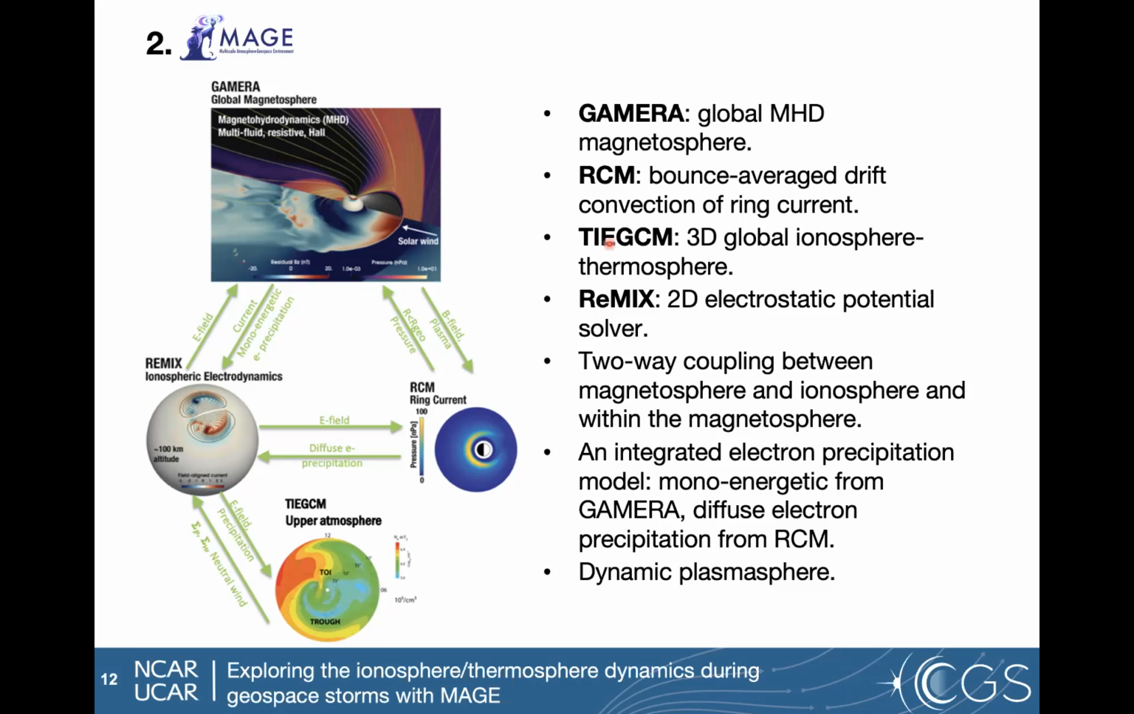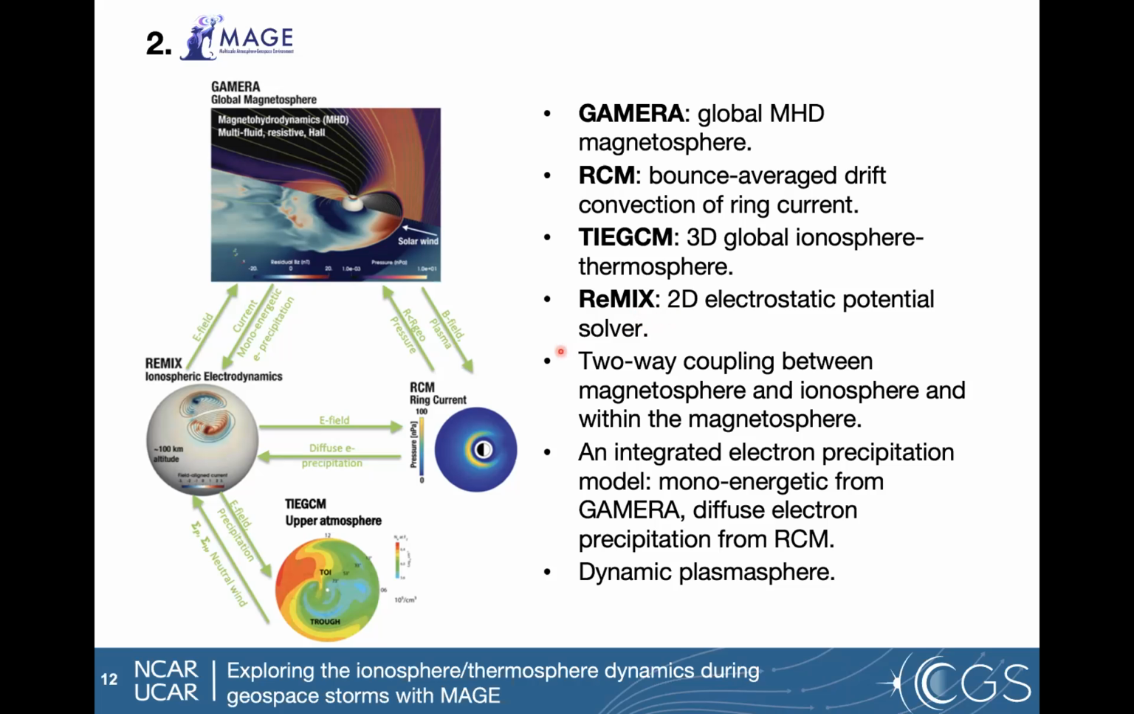And mini MAGE also has the TIEGCM as the ionosphere thermosphere component, which deals with the altitude range from 97 kilometers to 500 to 700 kilometers, depending on the activity level. There is also a REMIX module. This is basically a hub for these different components to talk to each other. It itself is also a 2-dimensional electrostatic potential solver. I'm not going to talk about too many details about this model because our CGS teammate, Dr. Shanshan Bao from Rice University, has talked about it in very good detail last time in this UNH seminar.